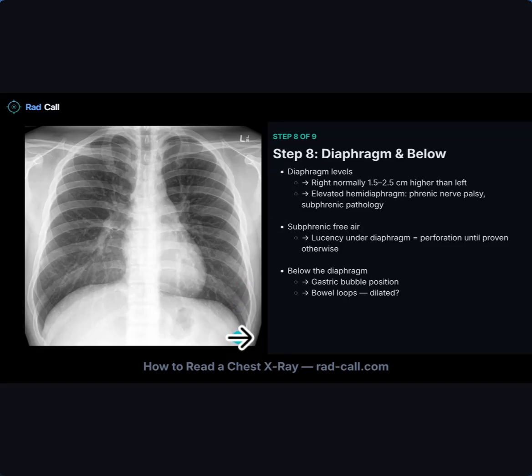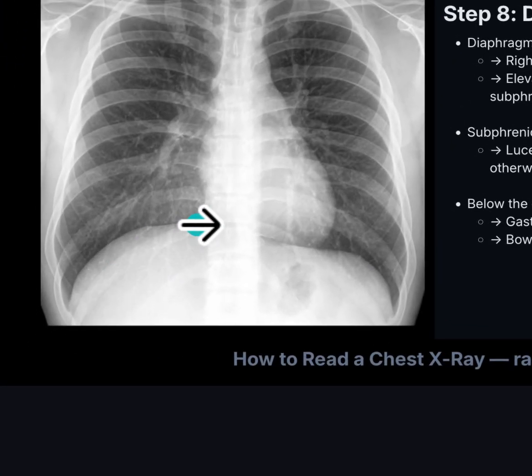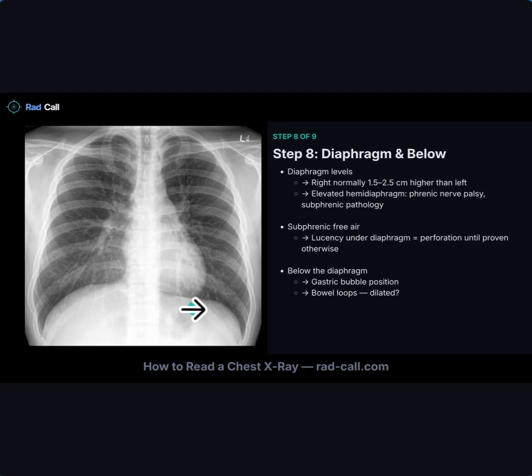Next, you'll look at the diaphragm. In a normal radiograph, the right is going to be slightly higher than the left because of the liver. This is 1.5 to 2.5 centimeters higher. A significantly elevated diaphragm can indicate some sort of phrenic nerve palsy or some sort of subphrenic pathology. I'm looking for subphrenic air under either one of the diaphragms. That is a surgical emergency if there's no explanation, because it indicates a hollow viscus perforation until proven otherwise. I'm looking for the gastric bubble, making sure it's on the correct side, that there's no heterotaxy going on, as well as sometimes you can pick up a bowel obstruction with dilated bowel loops.